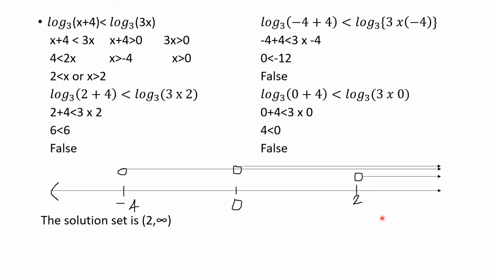And the final answer is their intersection point. So they intersect around this area right here. So this is 2 to infinity. So the solution set is 2 to infinity.